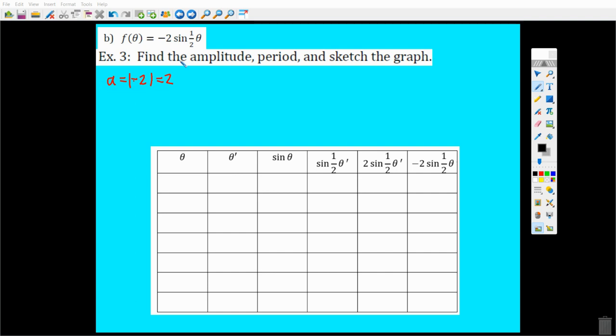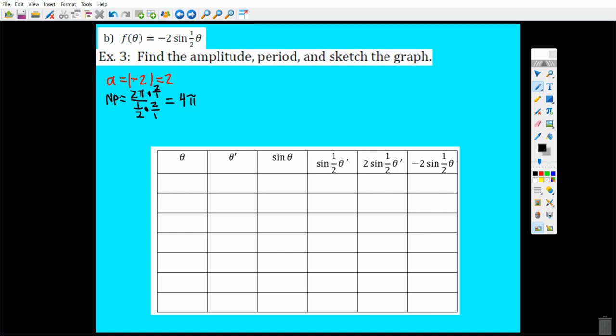Also, our new period is going to be 2 pi over k, and k in this case is 1/2. So we end up multiplying by 2 over 1, and we do that to the top also. The bottom cancels out. We end up with 2 pi times 2, and that ends up with 4 pi over 1, which is 4 pi. So this graph is going to complete a cycle from 0 to 4 pi instead of 0 to 2 pi.